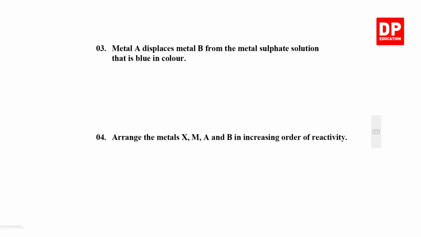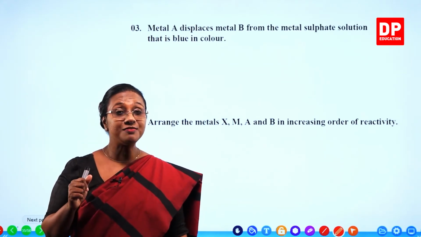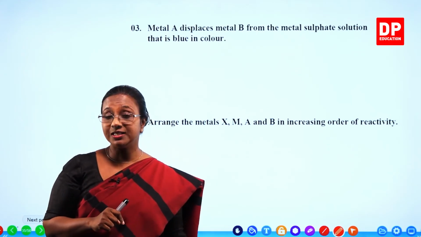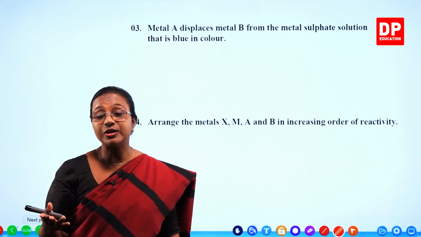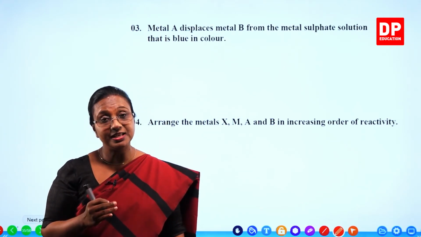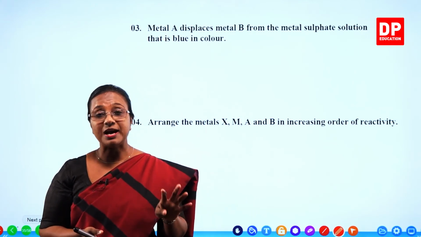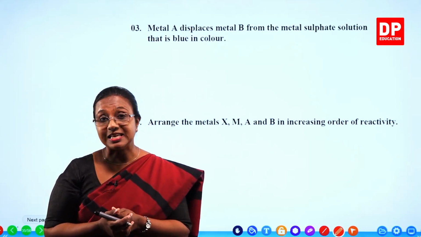So then next one. Metal A displaces metal B from the metal sulfate solution that is blue in color. So you are familiar with that also, students. What is the blue color sulfate solution? Copper sulfate. And copper sulfate can be displaced by what? Normally we use zinc. Even if you put magnesium, that also can displace copper. Anything that is above copper in the activity series, but it shouldn't be a highly reactive metal. So usually we use either magnesium, aluminium or zinc, and most common ones are magnesium and zinc.